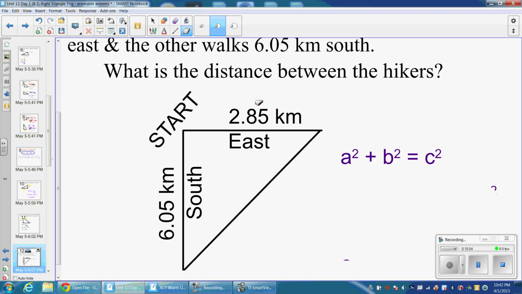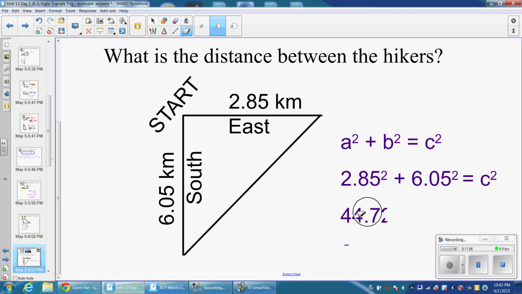It doesn't matter which one you call A and B. So I called 2.85 A, so I did 2.85 squared, and 6.05 squared I called B, equals C squared. And then all I did was type that in my calculator and get 44.725 equals C squared. To get rid of the C squared, you square root. So your final distance is 6.69 kilometers.